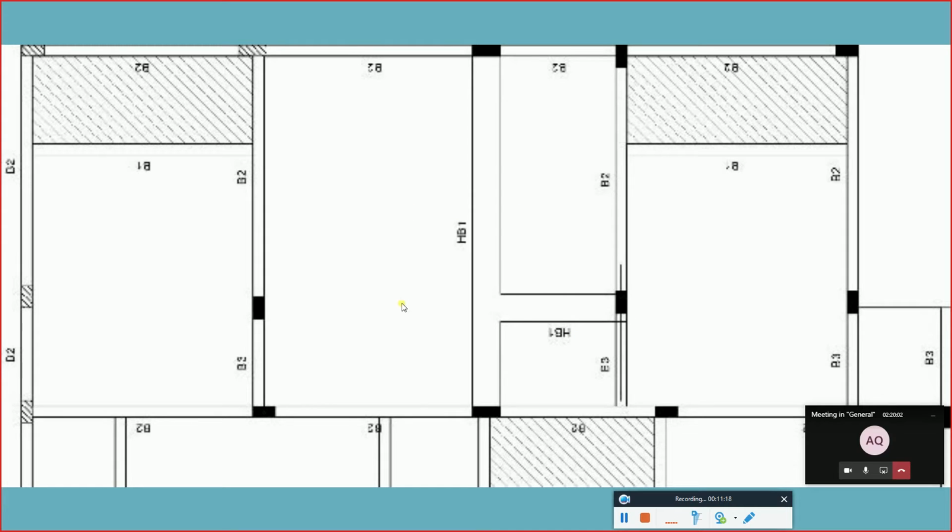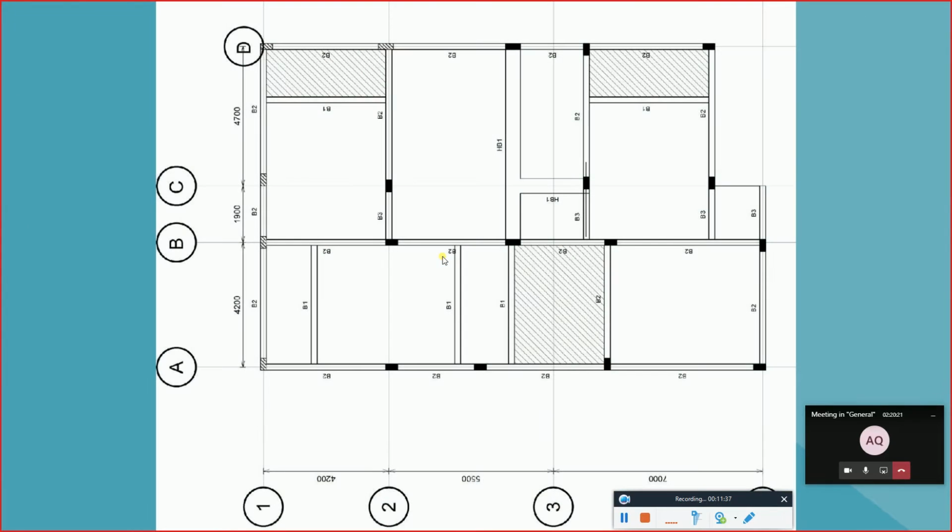So what did the hidden beam do? The hidden beam divided my slabs into smaller slabs so they can be designed without having the necessity to have extra beams or columns inside. So that's the function of the hidden beam. You can see now this is going to be one slab, this is going to be a second slab, and this is going to be a third slab.